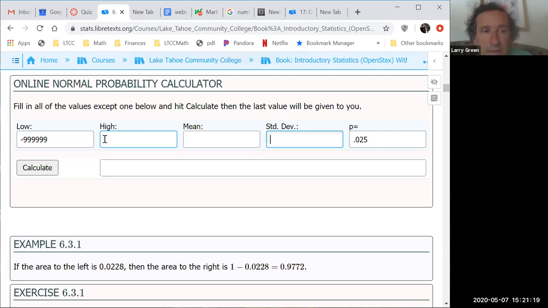You could also get the upper bound, that right side, by saying that the low is what you don't know, the high is positive 99999, and the probability is 0.025. You put in the mean and standard deviation, and that'll give you your right-hand side. Any questions on that? So that's where it's coming. I figured I might as well introduce what's about to come next week.